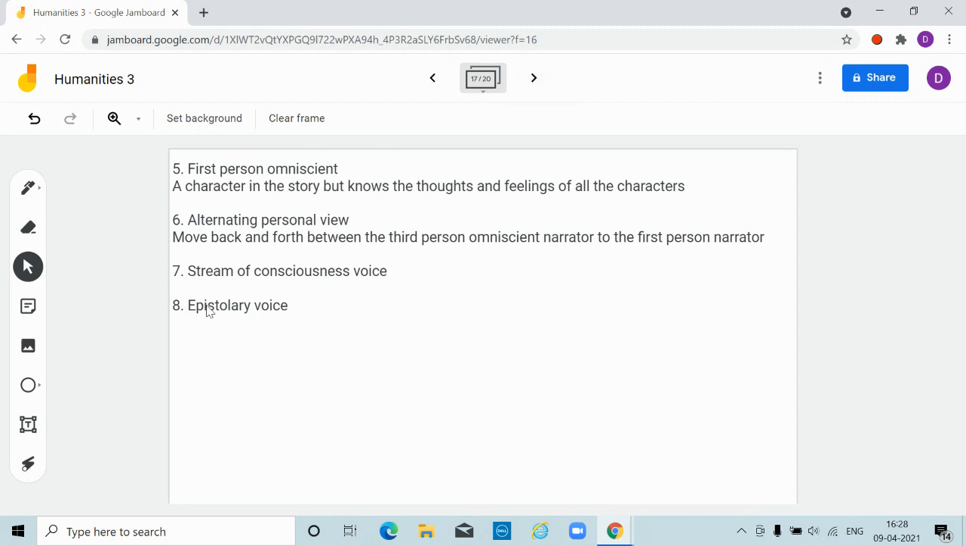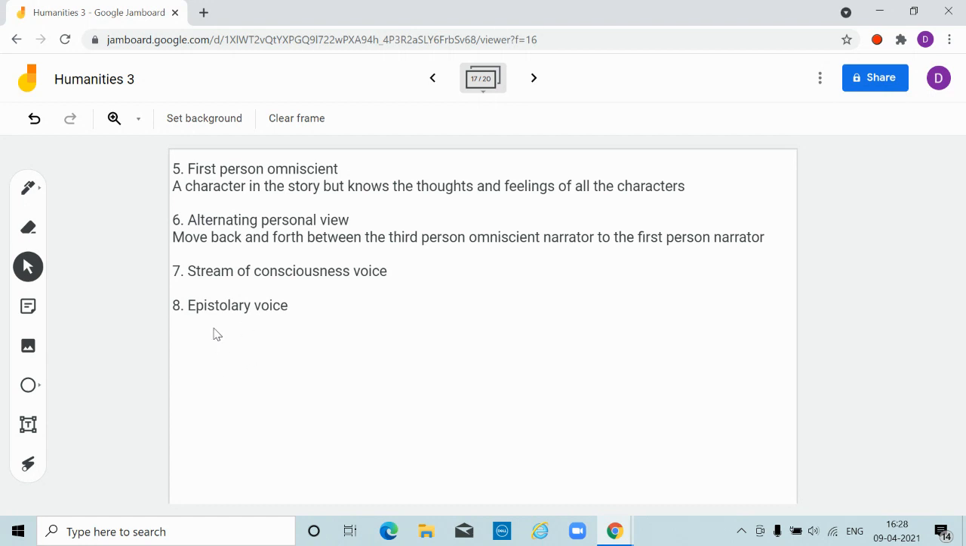Now, the remaining two you are already aware of. Stream of consciousness voice: in certain works, especially novels written by Virginia Woolf and James Joyce, the stream of consciousness technique is used. You get to know the thoughts and feelings and the ideas going through the mind of the protagonist. Yes, that kind of narration is also there.